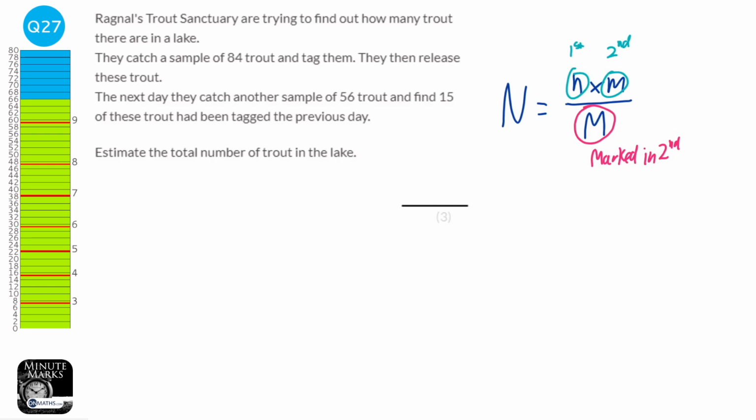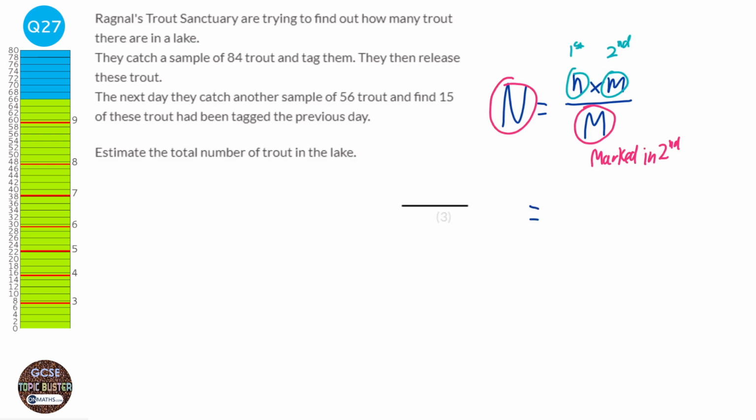Marked in the second sample, because obviously you're going to mark all of them in the first sample. So what you do is you catch an amount of trout in this case, mark them all with any kind of marking, and then you capture again, and capital M is the amount that were marked from the first sample in your second sample, and then capital N is the estimated population size. So that's what you think the overall population size is going to be.